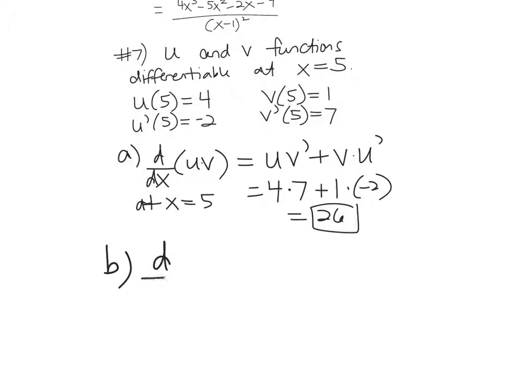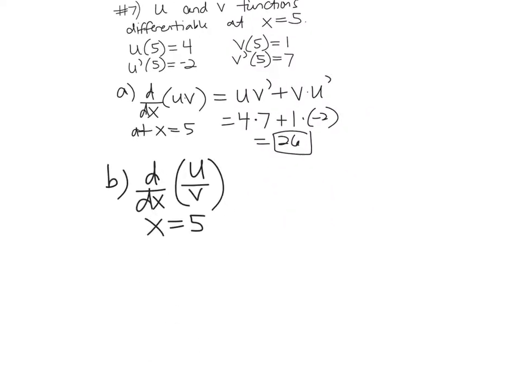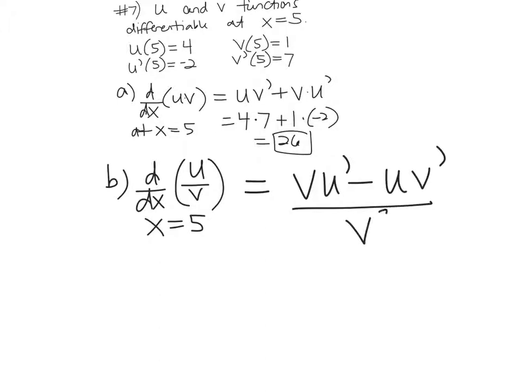Let's do another one. How about d dx of u divided by v at x equals 5? U divided by v. Okay, u and v are both different functions, so we have to do quotient rule. Okay, so the derivative of u over v would be low d high minus high d low over low squared.